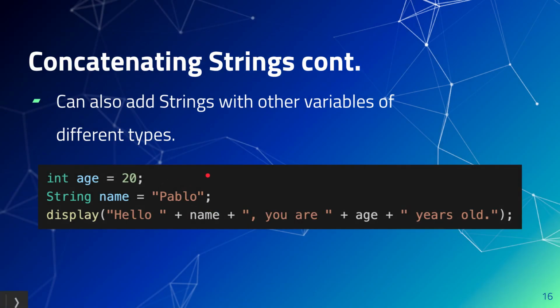So we can also add strings with other variables of different types like integers. So in this example, we have one integer variable called age, and it's equal to 20. We have a string variable called name. I encourage you to pause the video and try to figure out what this will display.